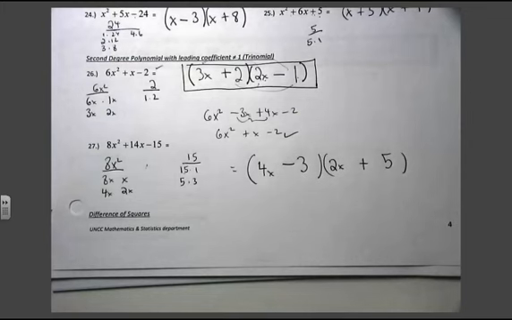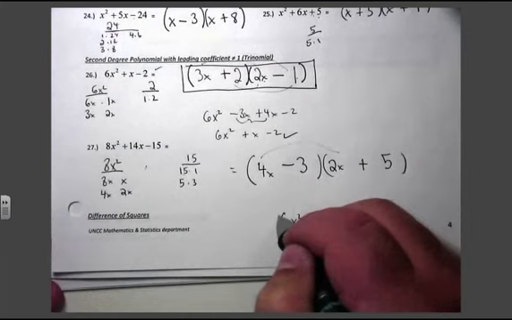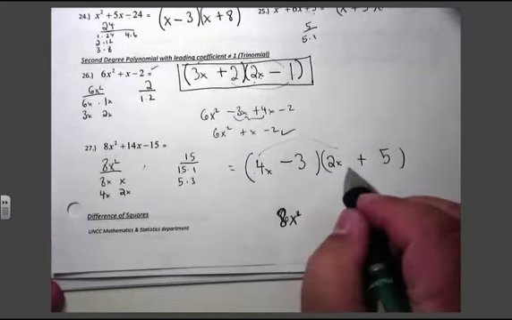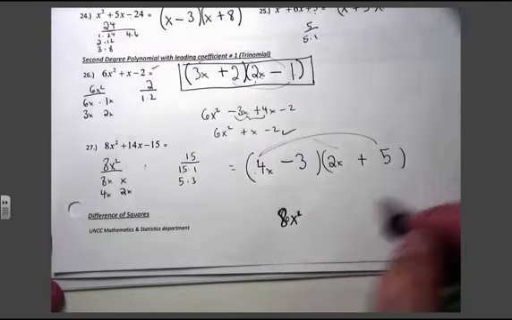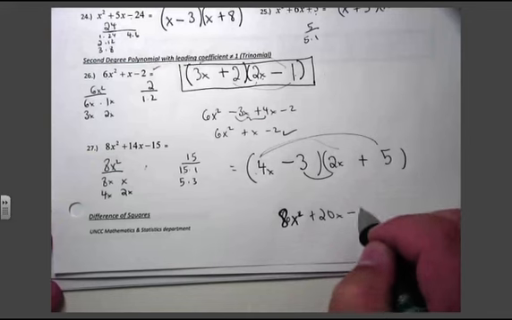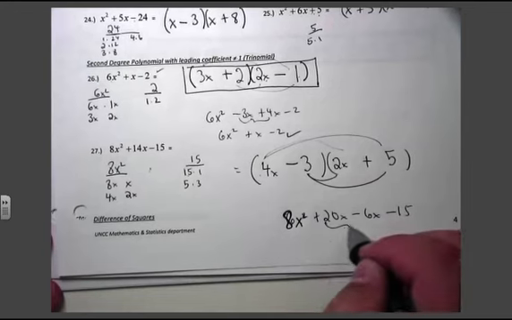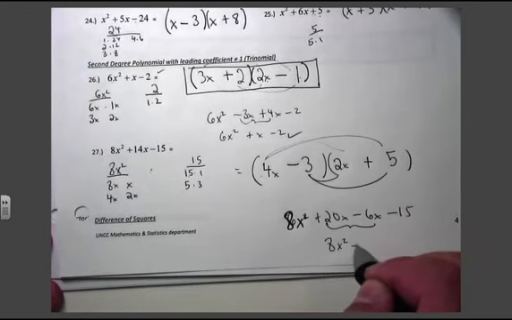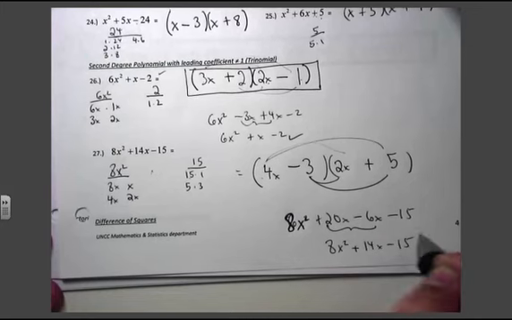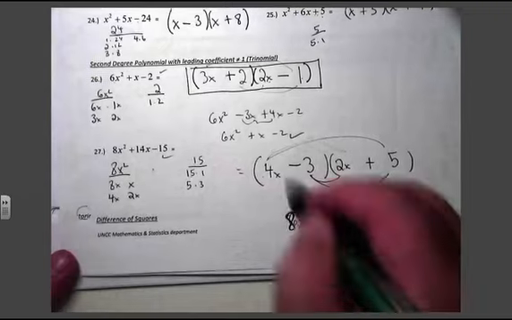And of course, I'm going to check this thing out. Take your time on this stuff because it's really easy to screw up. 4x times 2x is 8x squared. 4x times 5 is plus 20x. Minus 3 times 2x is minus 6x. And minus 3 times 5 is minus 15. Putting together my middle term, that's 8x squared plus 14x minus 15. And it checks. So I factored it correctly. This is my solution.